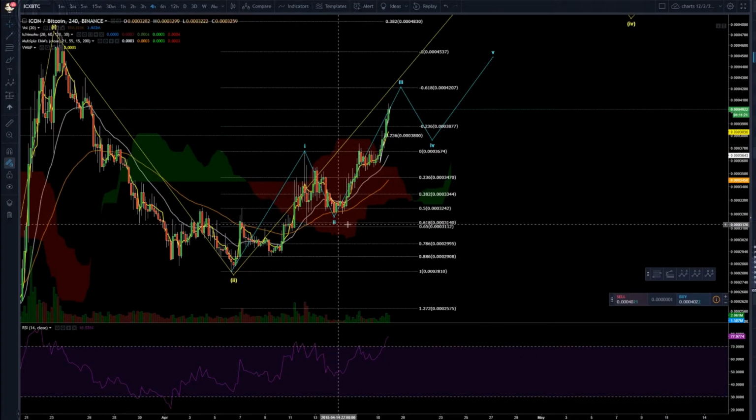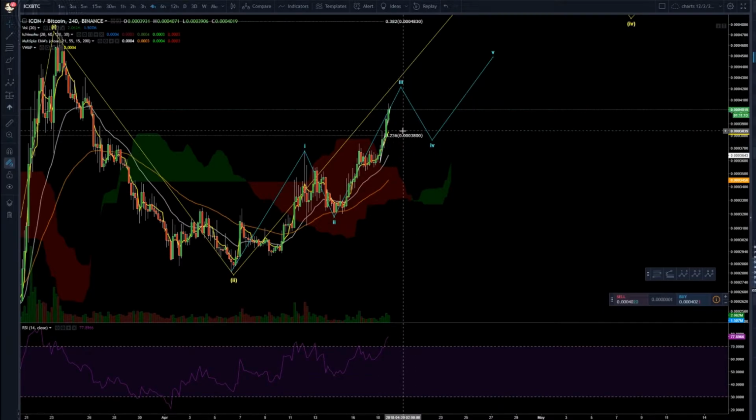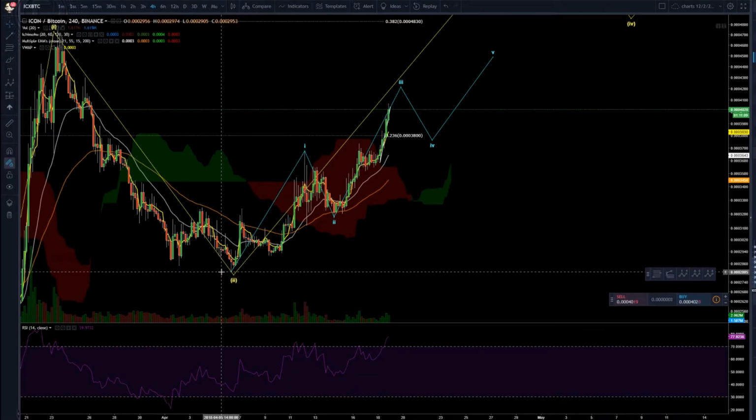We also see that this was a 61.8, so the rule of alternation tells me... I don't know if this was the top yet on Icon, but first let's just take a quick look at where Icon could potentially go here.